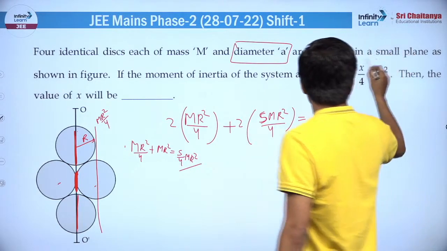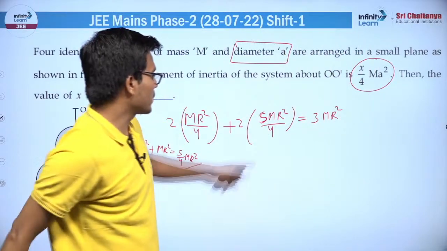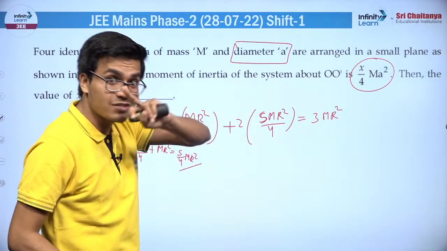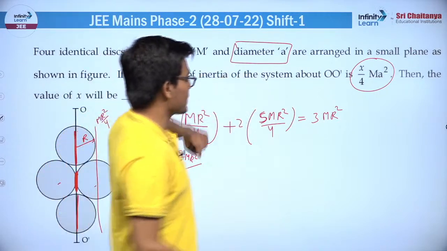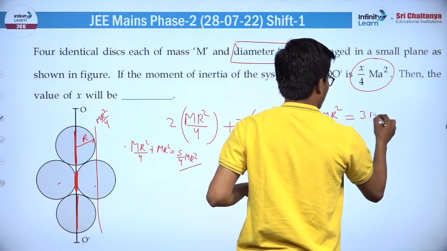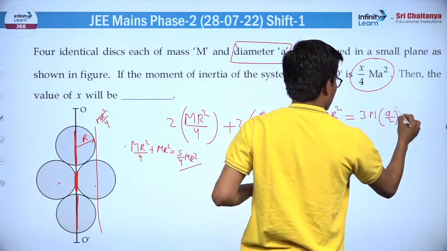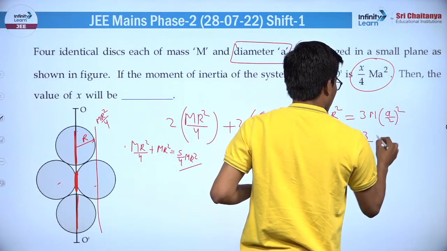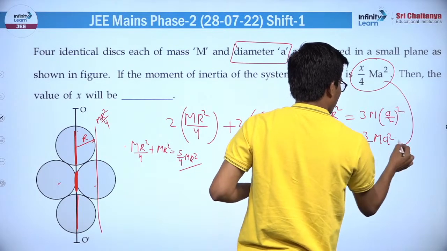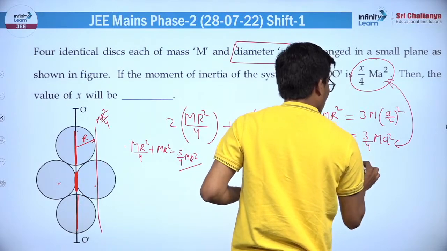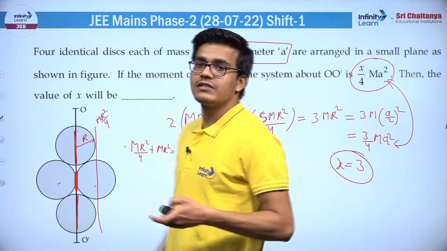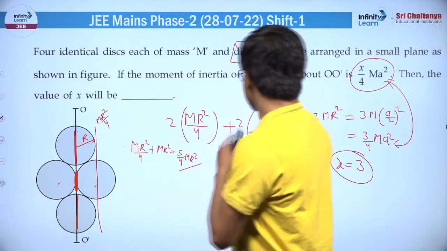And people have just seen this and gotten x as 12. That is the wrong answer because r is radius, a is diameter. So you have to put r as a by 2. So this should be my final answer, and if you compare, the value of x will not be 12, it will be 3. Alright, so that is the final answer.